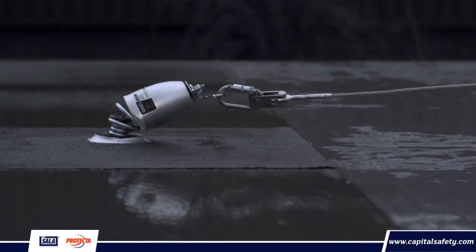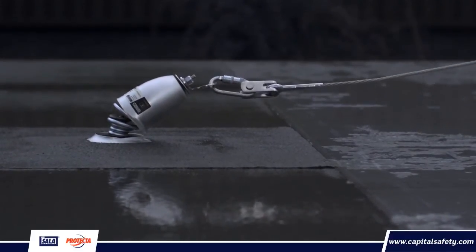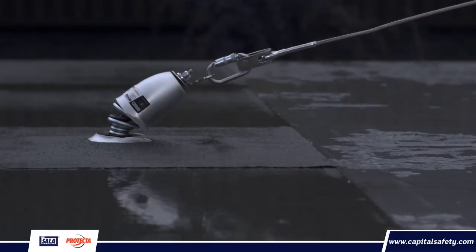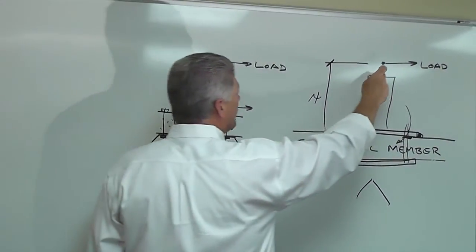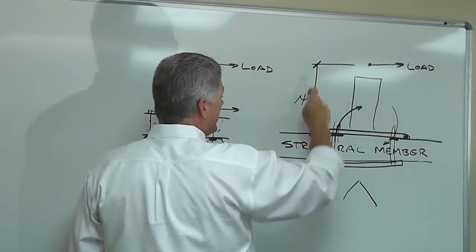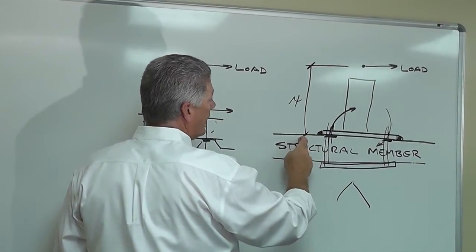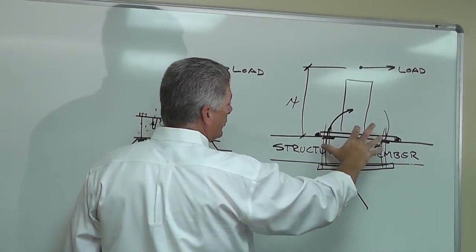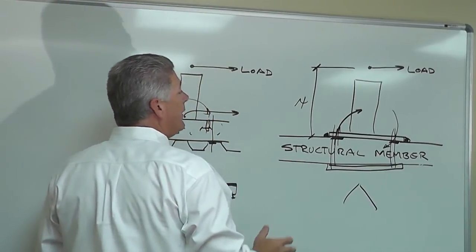Now, going into the rigid post design, keeping in that same scenario, when a fall occurs, the fall is always going to be whatever the distance away from the structural support, and therefore will amplify the load going back into the structural member.